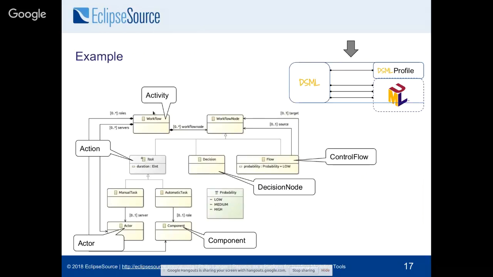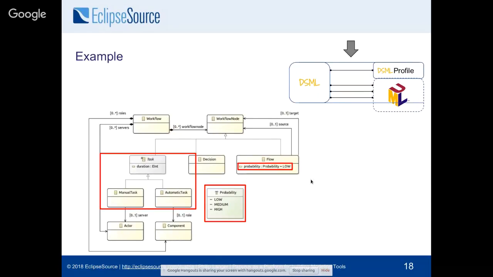So for instance, the workflow is very, very similar to an activity diagram, and a task could be represented by an action in this activity diagram. An activity diagram already has decisions and has control flow, so we are already pretty well equipped here. So what we then would just need to do is to extract the parts that are not covered by UML.